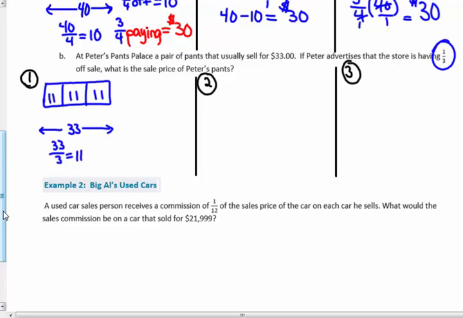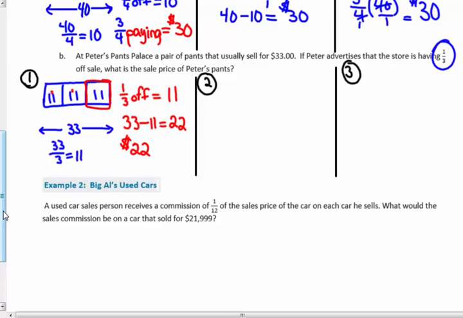Well, I'm going to take 1 of these 3 parts off. I'm going to take this off. So I'm not going to pay that $11. I'm going to pay this 11 plus this 11. I'm going to pay $22 because 1/3 off is $11. So you can do 33, take away 11, that gives you 22, or you can just add 11 plus 11 gives me the 22. So the pants are $22.